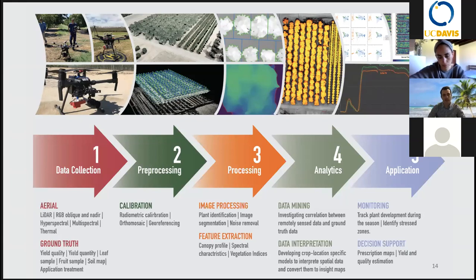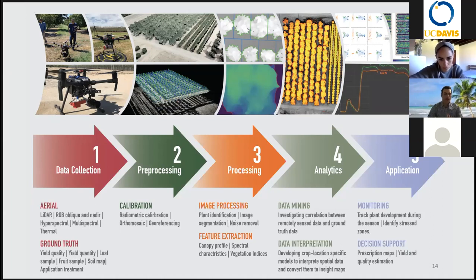The fifth step, we use the output of all the last four steps in application. So how can we use it? We can monitor plants during the growing season, and if some part of the orchard is going wrong, we can find it out early and take care of that before it results in a low yield area or some damage that cannot be recovered later.